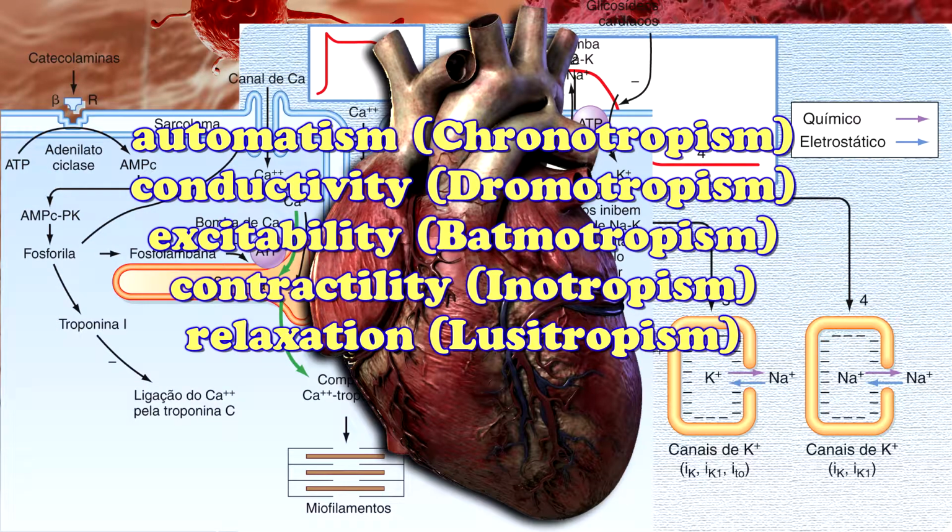Automatism, chronotropism, is the ability of the heart to generate its own electrical stimuli, regardless of extrinsic influences to the organ. The area of automatism is represented by the sinus node. Conduction, dromotropism, is the conduction of the electrical activation process throughout the myocardium, in a systematically established sequence. This complex is called excito-conductive tissue.